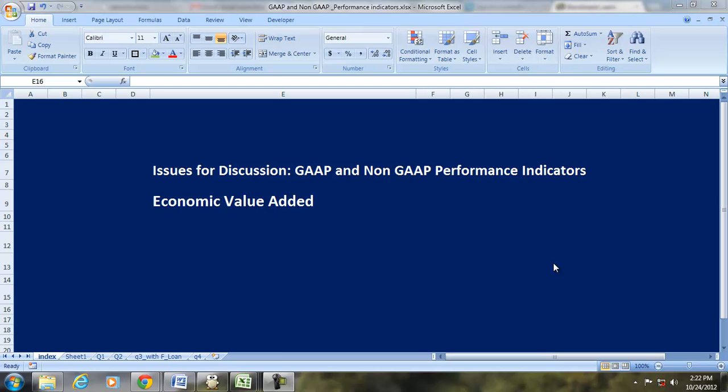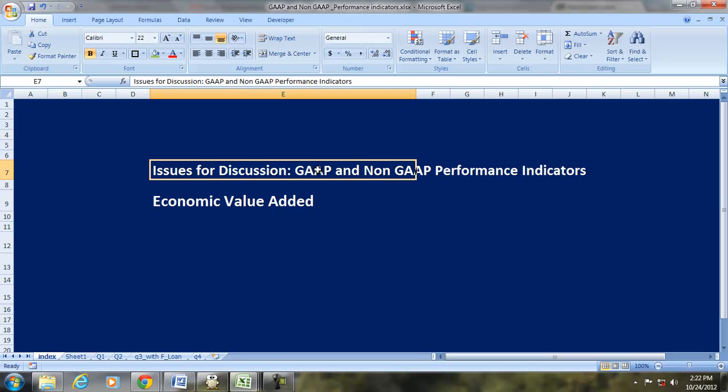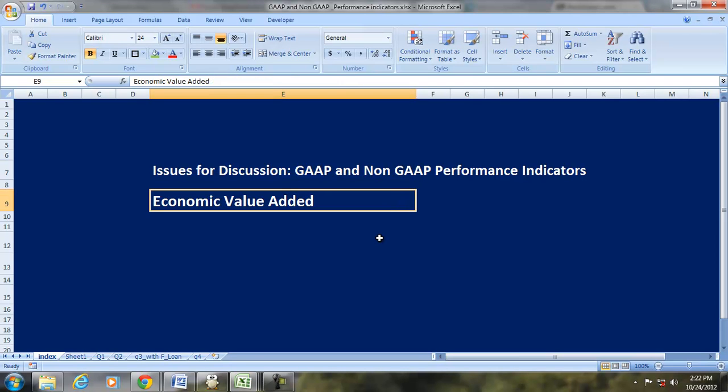The focus of today's session is economic value added. We know that economic value added is one of the non-GAAP performance indicators. So it is not statutory or mandatory for any company to show the economic value added. So economic value added is more a managerial tool rather than a statutory requirement.